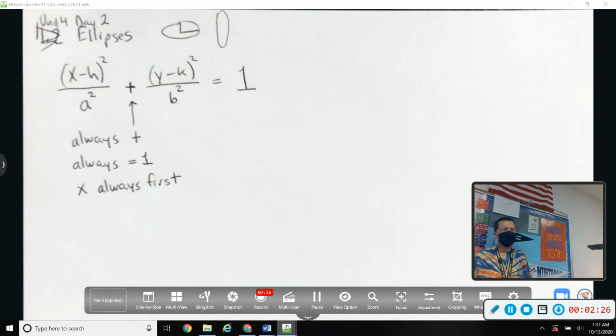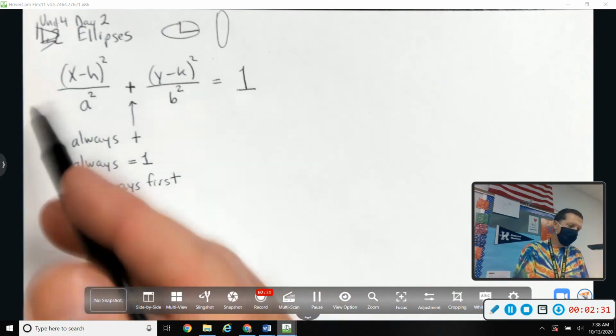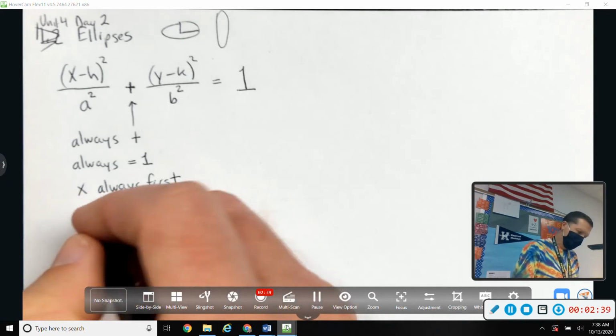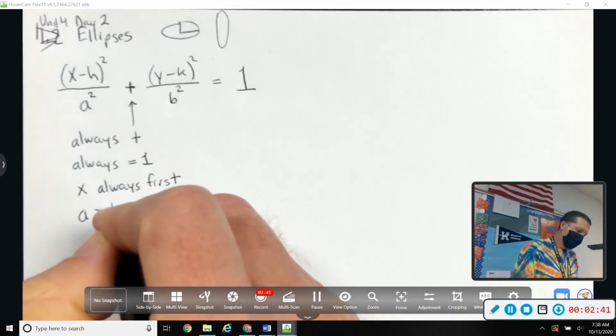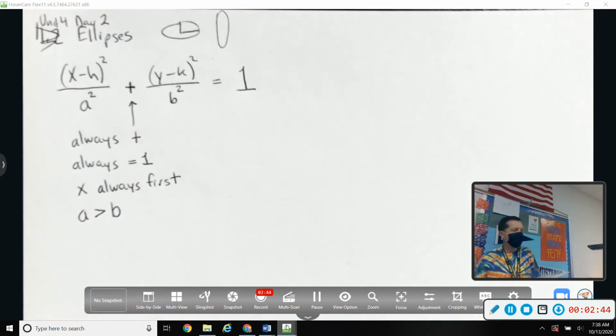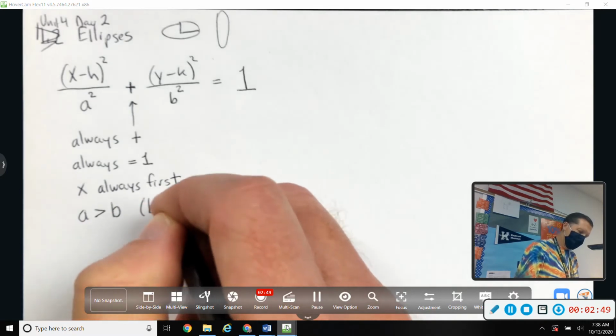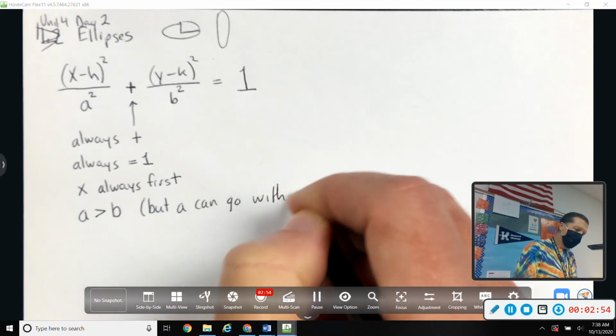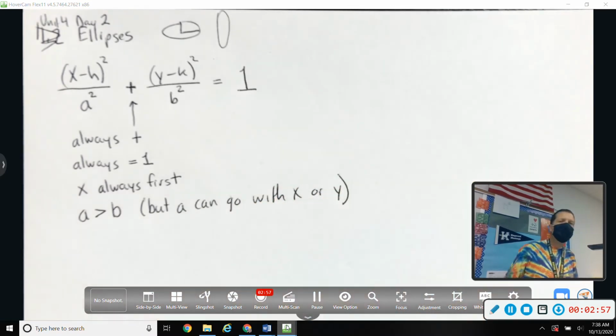Some of these explanations will make more sense when we see the other conic sections because you'll see the differences. Right now, this is kind of the only one we've seen, so it's hard to compare it to anything. But we'll always put the x term first. a is greater than b, so a is always the big one. But a can go with x or y. Okay, so it doesn't always look like that. You can have the a and the b switched.